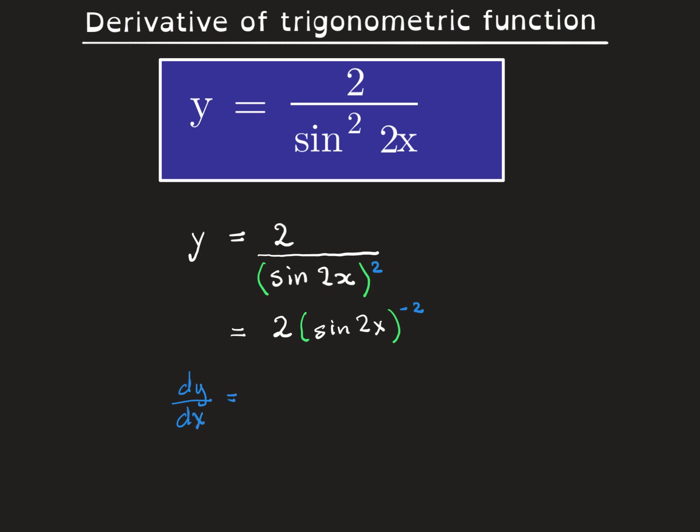And this is just a chain rule where I take that negative 2 and I bring it down to the front to multiply it by 2. And I will leave that sine 2x as it is. But now I need to, according to my rules, diminish that exponent by 1. That will make it minus 3. Now that's not the end.